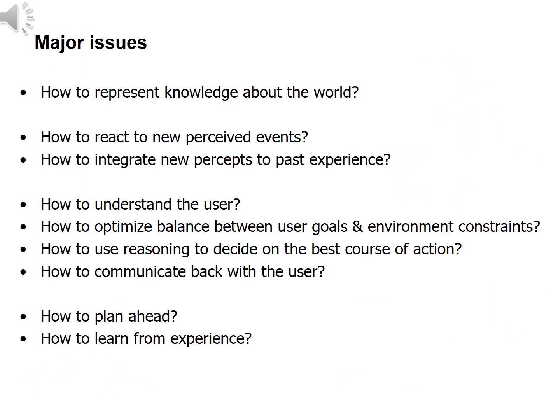Such a system is called a cyber-physical system. And why is it a cyber-physical system? Because it is made of physical components and cyber, or software, components. It interacts in space, but you can also control it, for example, over the internet. You can control it over the cloud if it is connected to the internet. So the major issues regarding the software components, let's say in parentheses, the brain of the robot, are how to represent knowledge about the world, how to react to new perceived events, how to integrate new percepts with past experience, and many other questions that are basically a topic of artificial intelligence.